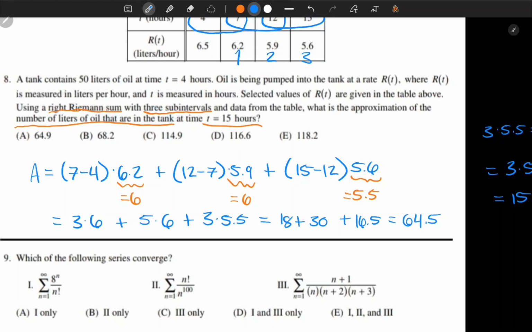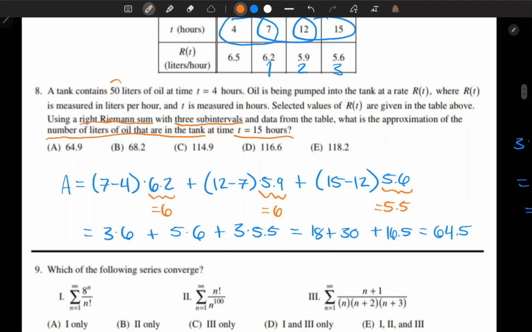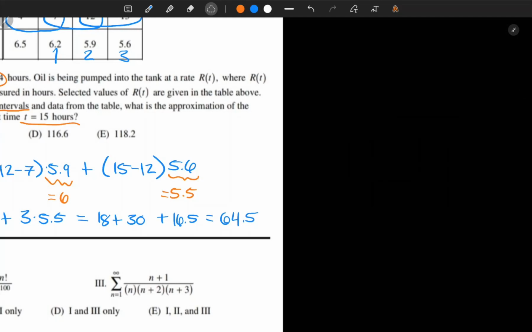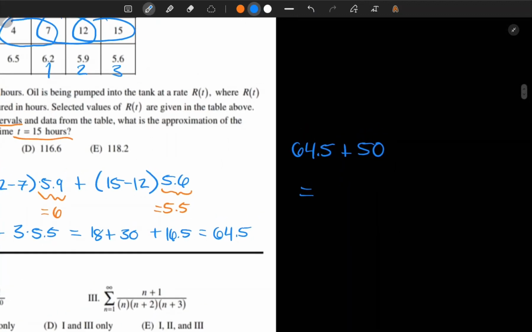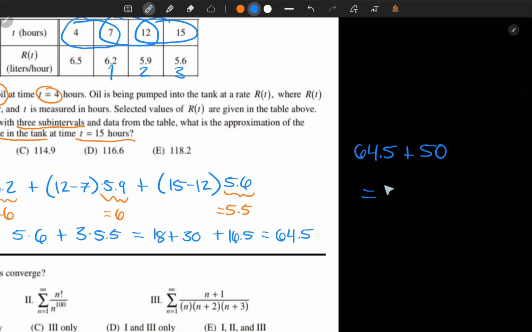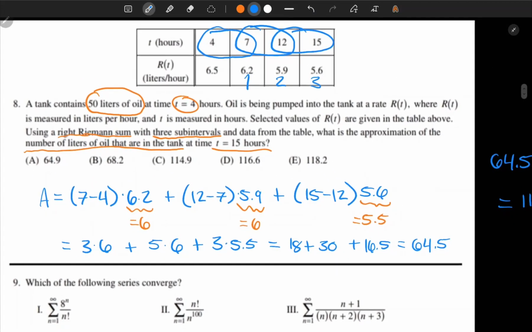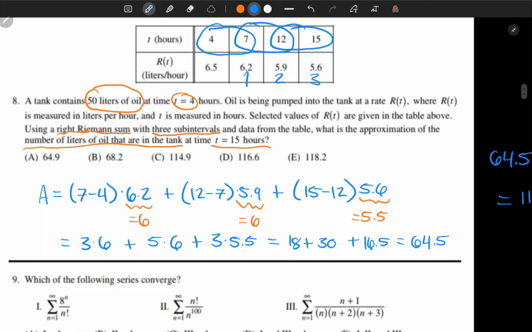What we've calculated is the amount of oil that has gone into the tank. So the tank already has 50 liters in it at time t is equal to 4. So the total answer is going to be 64.5, the amount that has gone into the tank, plus the amount of oil that was already in the tank, which is 50 liters. So the total amount of oil in the tank at t is equal to 15 hours is 64.5 plus 50, or 114.5. And looking at our answers, that's pretty close to C, which is 114.9. So the answer here is C.